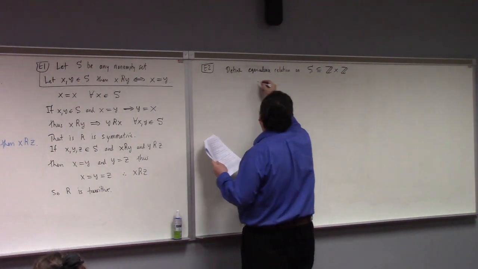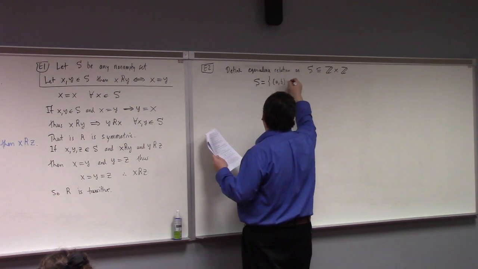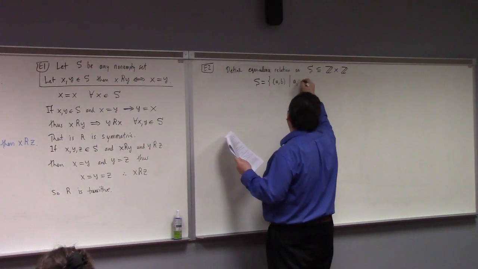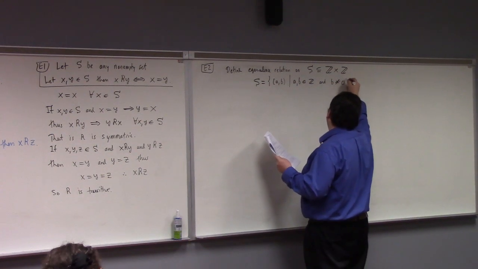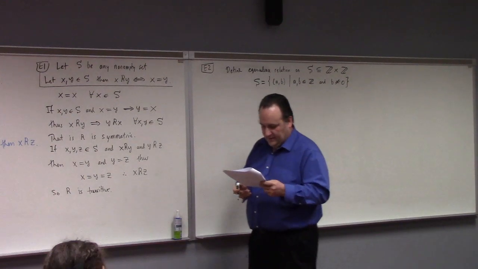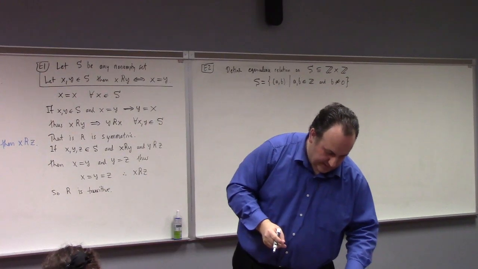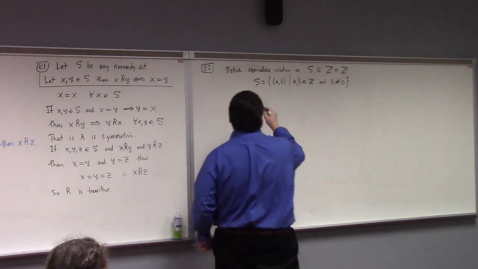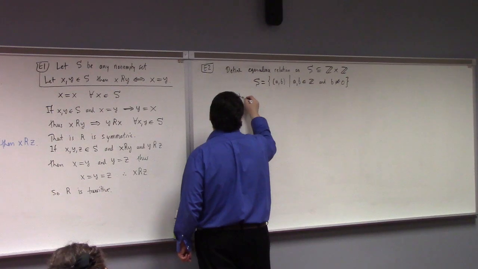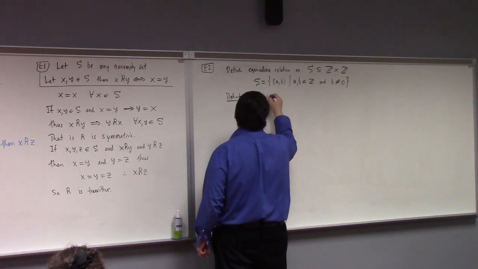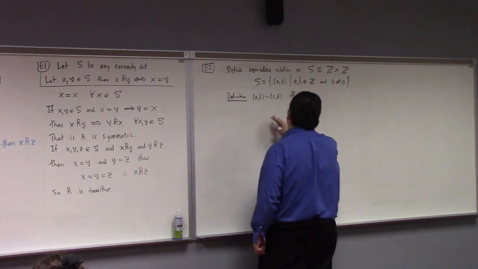And what is this S? This S is going to be pairs (a, b) such that a and b are integers, and b is not equal to 0. That's the set. We're going to define an equivalence relation on this set. And the way we're going to do that, we're going to use the squiggle notation this time. So definition: we'll say that (a, b) is equivalent to (c, d) if and only if. So this is my definition of equivalence.